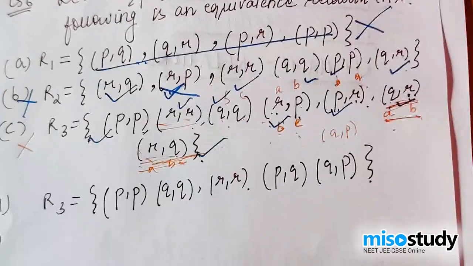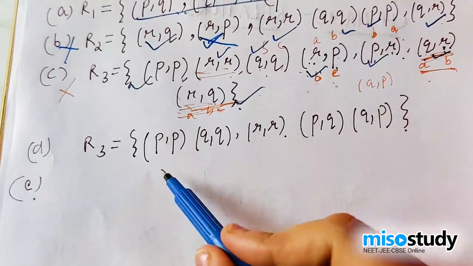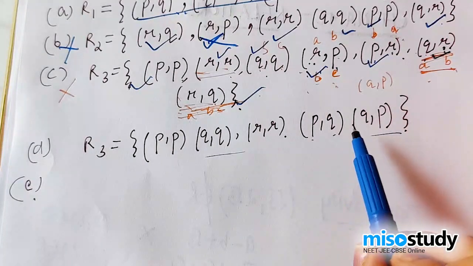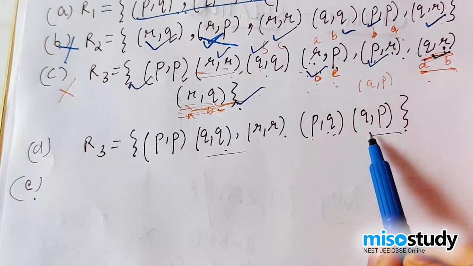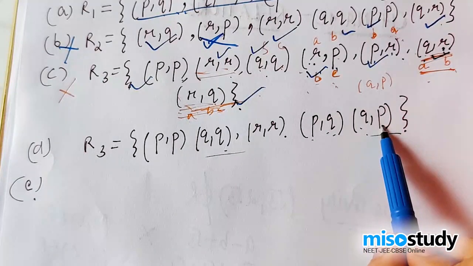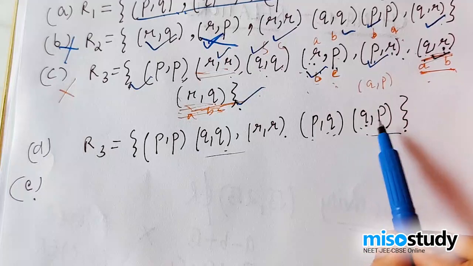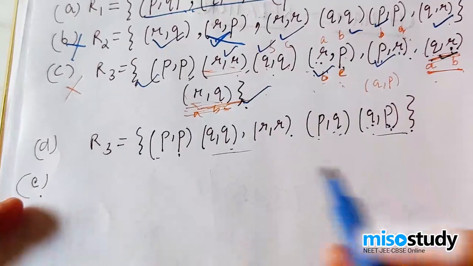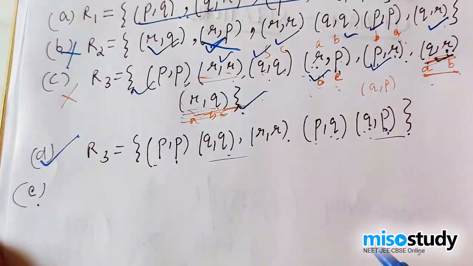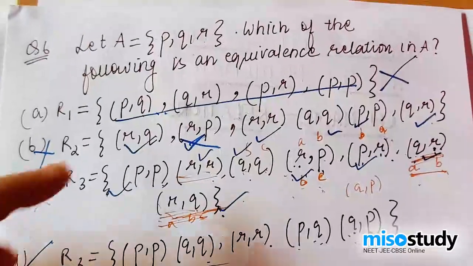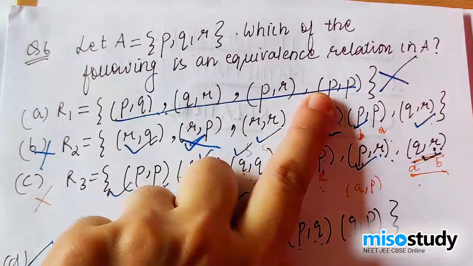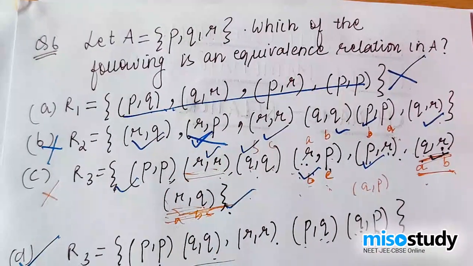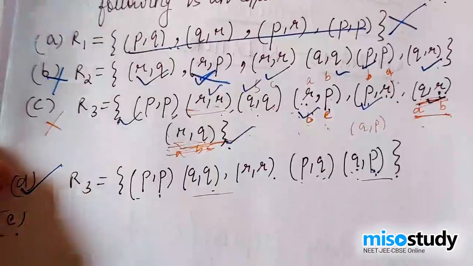Let us come to the fourth option. Reflexive, yes. Symmetric, yes. Checking for the transitivity. P is linked to Q, Q is linked to Q, and PQ is there. Yes. Q is linked to P, P is linked to P, and you have QP for sure. So hence this makes it transitive. So all other examples are not transitive. This one is not reflexive. This one is not symmetric. This one is not transitive. And this one is all the three, and hence this is an equivalence relation. I hope you are clear with it.